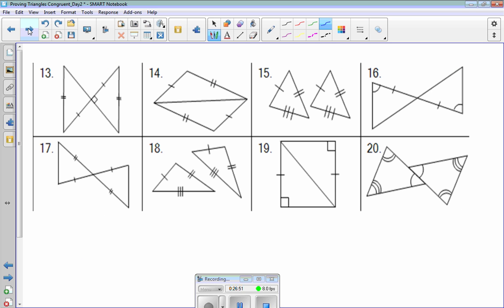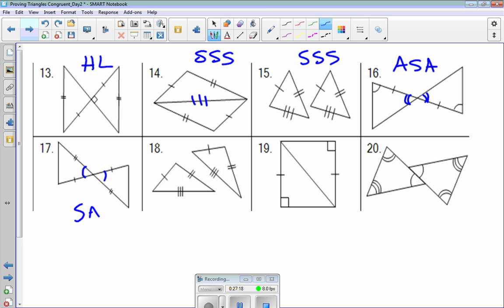Thirteen is HL. It is. The angle is a right angle and it's not included. Fourteen is side, side, side. It looks to me like when I walked around in your groups, you all had your side, side, side done right. That was great. Fifteen, side, side, side. Sixteen, angle, side, angle. Seventeen, side, angle, side. Good. Eighteen, good. That one is an HL. Very good. And this one, none, because you know that's not true. All right, we have a few more to go.